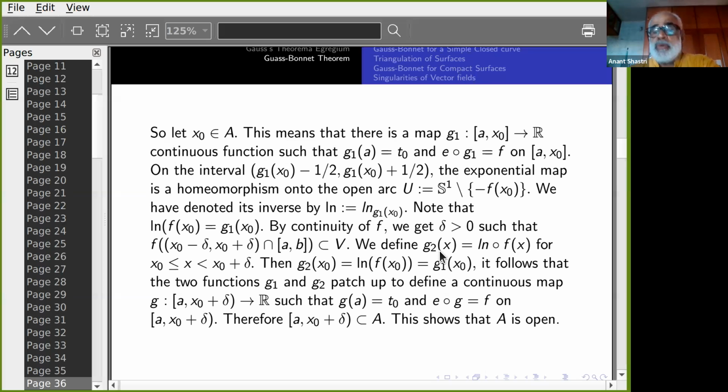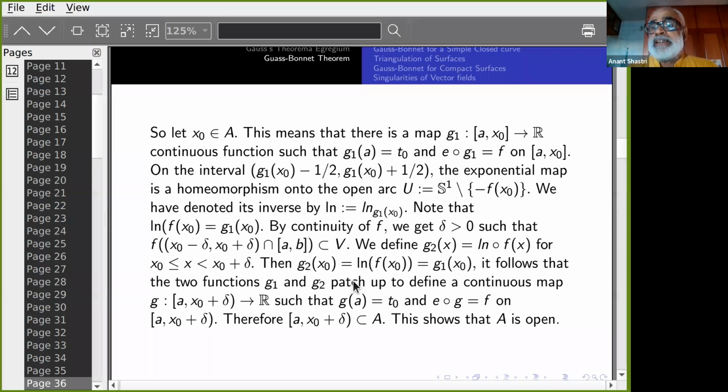So we define g2 to be log of f(x). So come back by the log function, you go back to the R here. So f(x) is from AB, from A to x naught, to S1. From S1, you take the logarithm function to define g2. Now what happens is, between x naught and x naught plus delta, I have one function. Up to x naught, I have another function. On the point x naught itself, both of them agree.